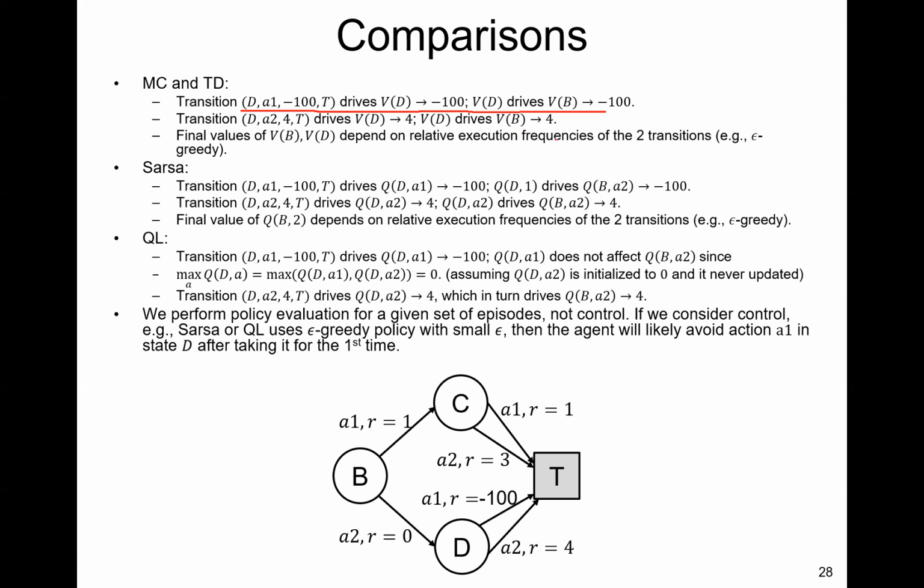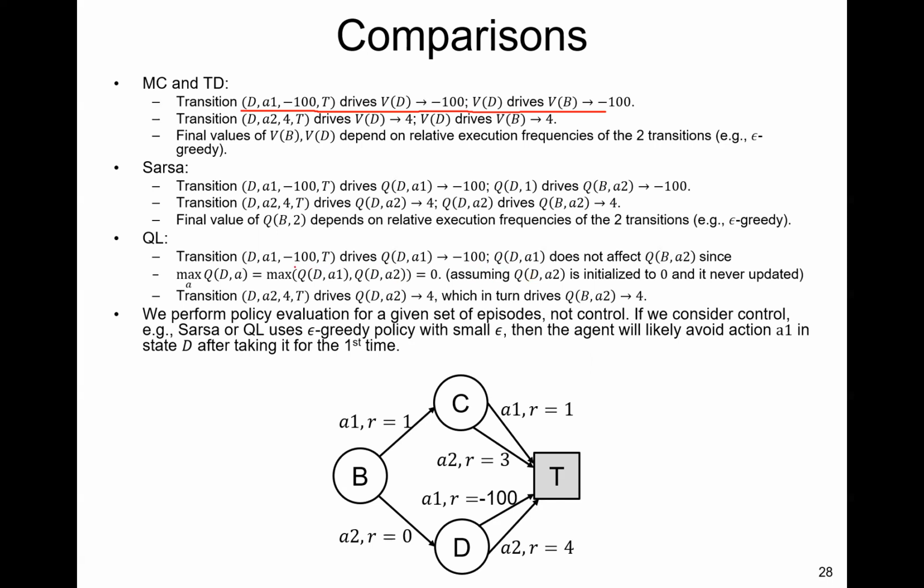So if you had a less than 1 learning rate, then you will be pulled in 2 directions by the 2 possible transition sequences, and whichever executes more frequently pulls harder to its value. So Sarsa is similar, except you're learning the Q values. In Q learning, you're taking the max among all actions from say D.